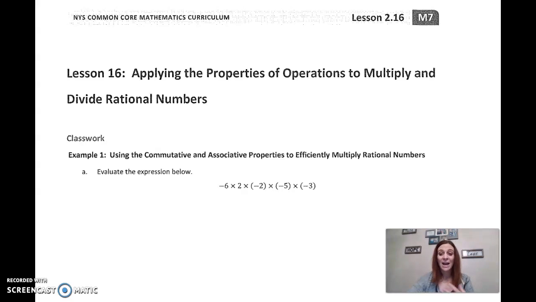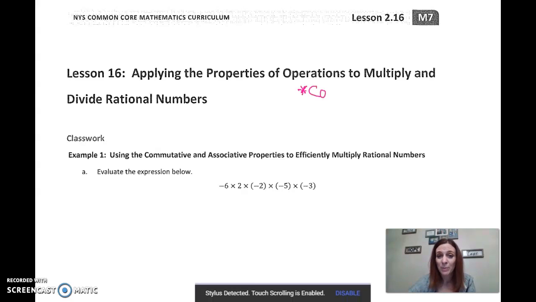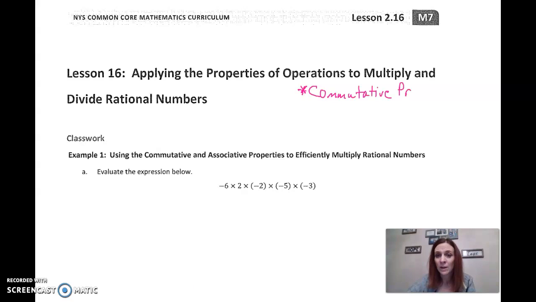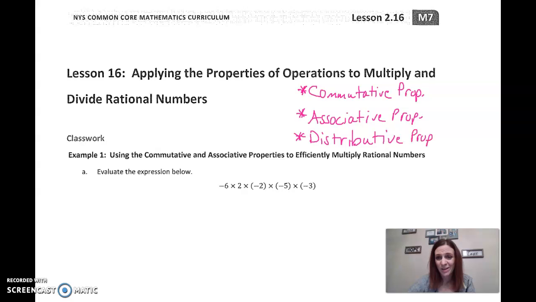Lesson 16, we are going to apply those properties again, but we're multiplying and dividing rational numbers. And by applying those properties again, remember they're ones like the commutative property, or the associative property, or the distributive property. I know, sorry guys, it's a little sloppy, writing fast. But those are some of the properties we're going to be dealing with, okay?